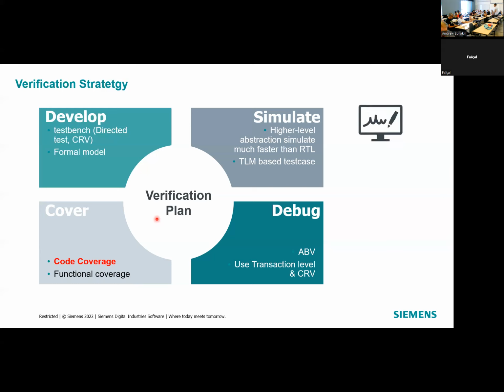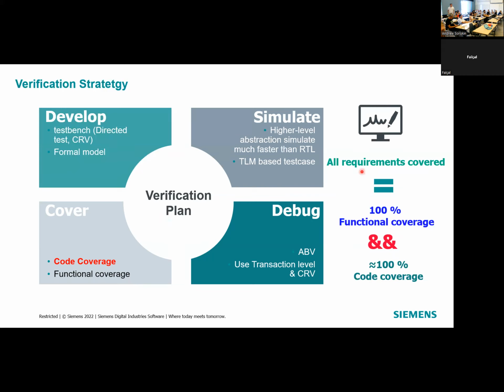So when can we say that we are done with our work? We need to have two conditions. Our requirements from the specification are covered, which means 100% functional coverage and almost 100% code coverage. То есть мы считаем, что у нас закончилась работа по верификации, когда у нас почти стопроцентно покрыты все интересные сценарии, которые мы запланировали в нашем плане тестирования.